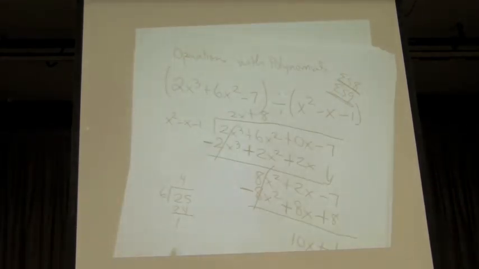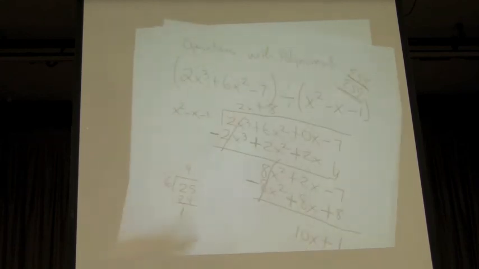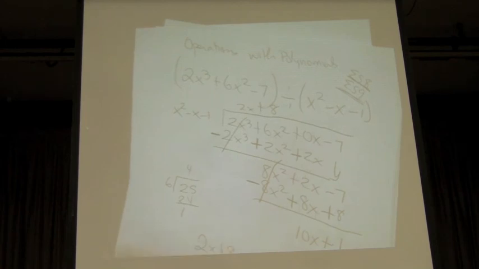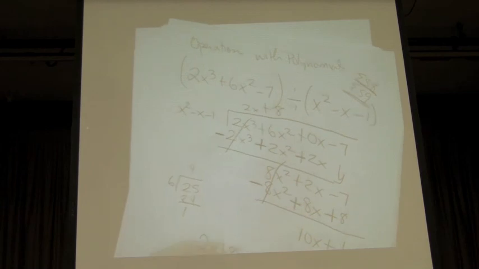If you were doing a problem with normal division, how would you write your answer? 4 and 1/6, right? How are you going to write your answer? 2x plus 8, the same thing that's where the 4 is. Then you put a plus sign there, just for the leftovers. 1/6, 10x plus 1, over x squared minus x minus 1.